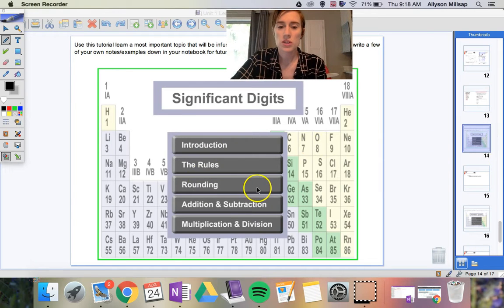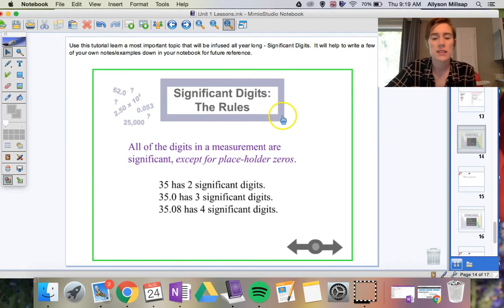Now what I want to do is to review the rules of significant figures and then to figure out how we do rounding. All right, let's review the basic rules for significant digits. All the digits in a measurement are significant except for zeros that are placeholders, right? So 35 has 2 significant figures or digits. 35.0 has 3. And so you might say, well, why is this 0 counting?